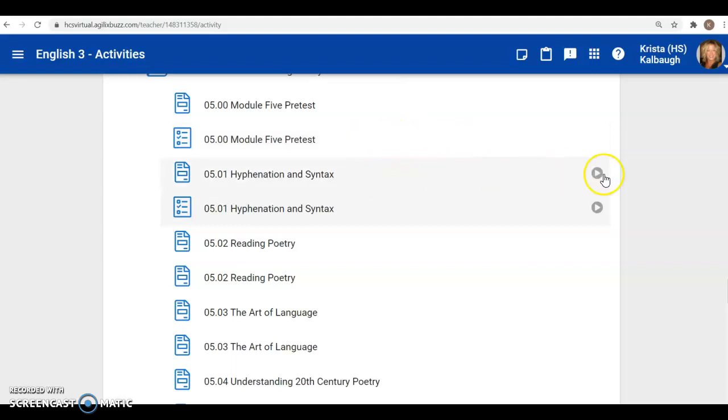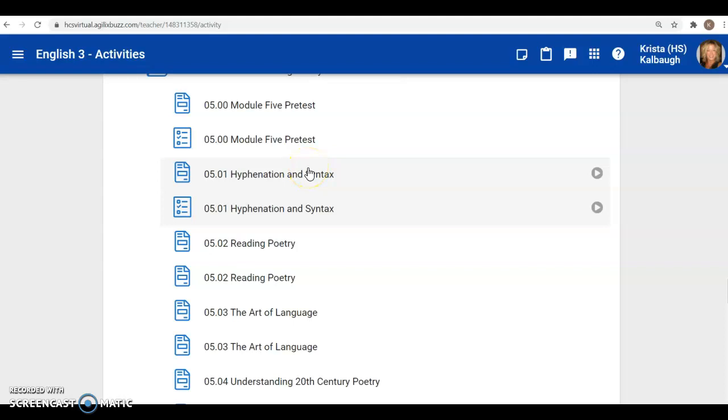All right. And I'm going to talk about 5.01 hyphenation and syntax. We are starting our poetry module. I love poetry. And I'm going to offer a live class on the use of a nice strategy to analyze poetry for those of you who would like to have a better way of analyzing poems. So today we're talking about hyphenation and syntax. The first one is going to be the lesson. The second one's going to be actually a quiz that you're going to take.